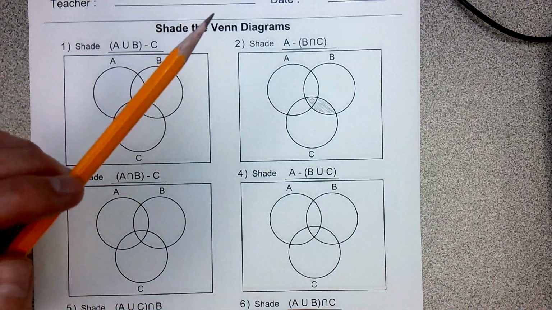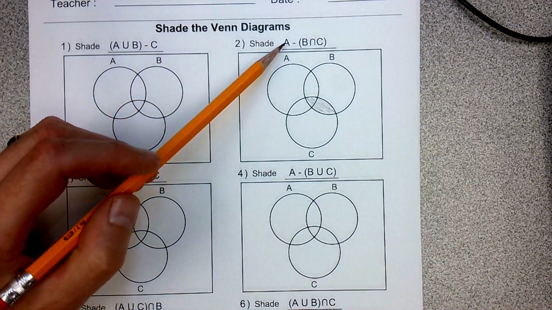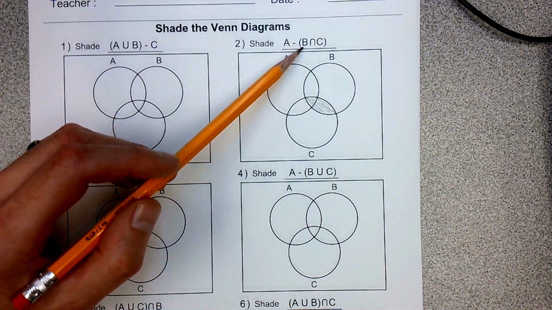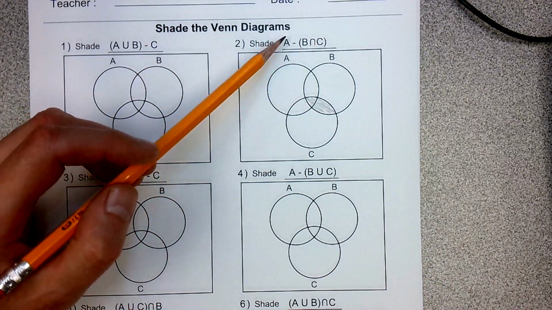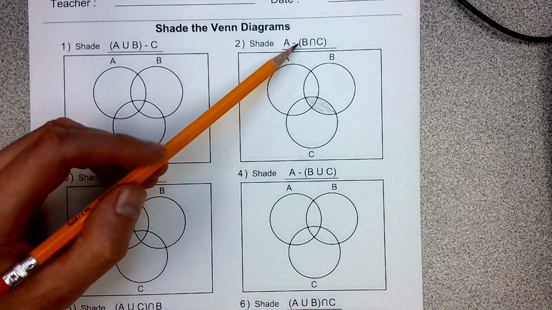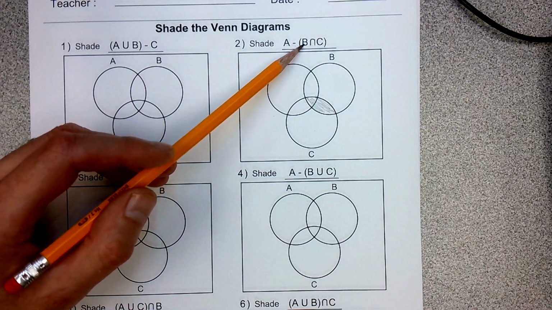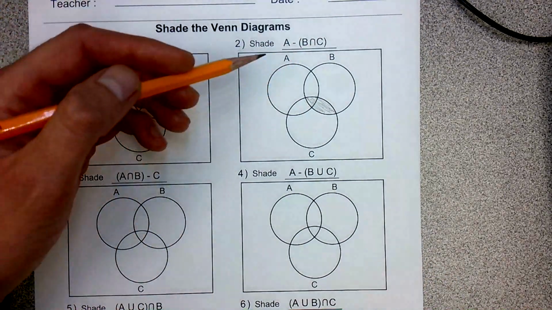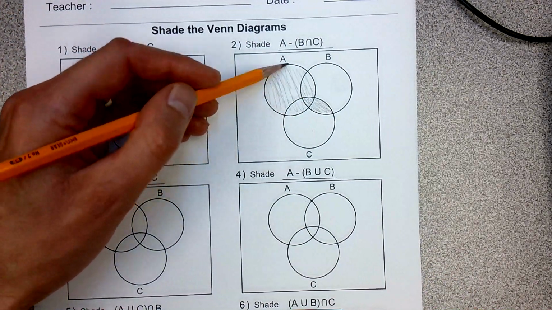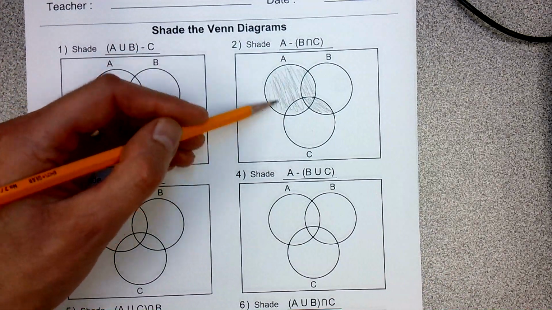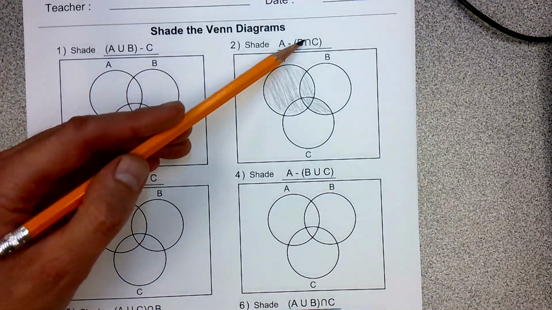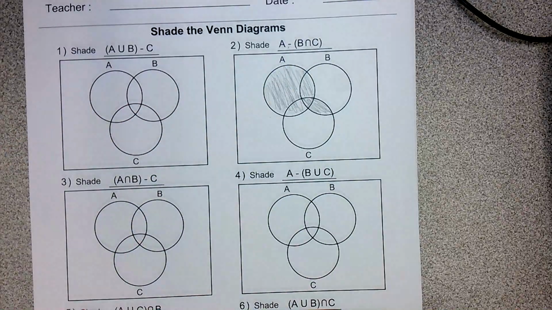Now I need to take it a step further. I need to say, okay, A minus the intersection of B and C. So that's saying, what's in A, what's in this circle here, but not the intersection of B and C? Well, this is A. That's all of A right there. But I'm going to subtract anything in the intersection of B and C.